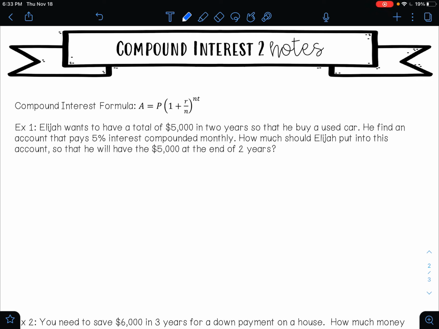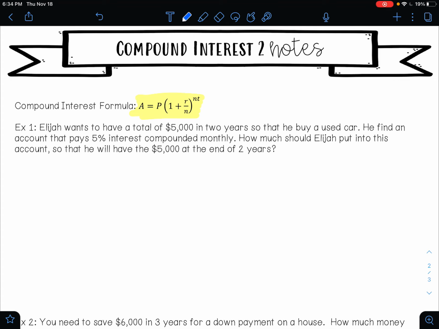In this video, we are going to continue our conversation about compound interest. So our compound interest formula is up here. It's the same formula that we were talking about in our last lesson. And if we look at example 1, it says Elijah wants to have a total of $5,000 in 2 years so that he can buy a used car.